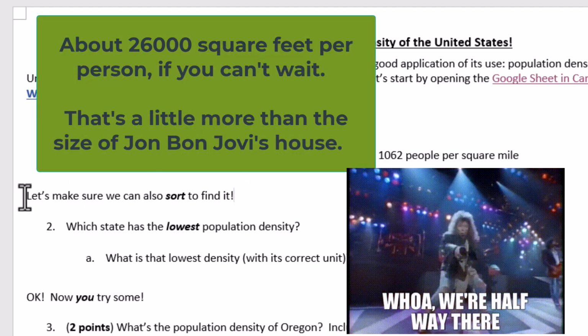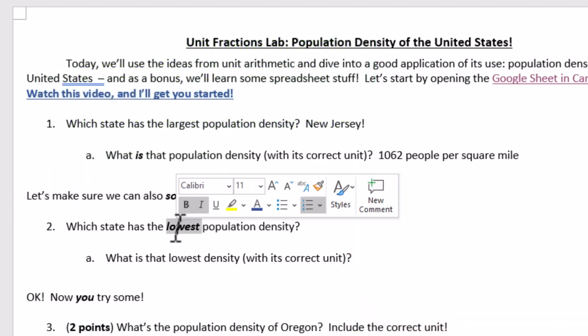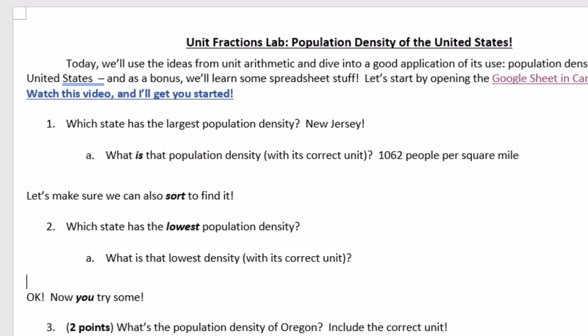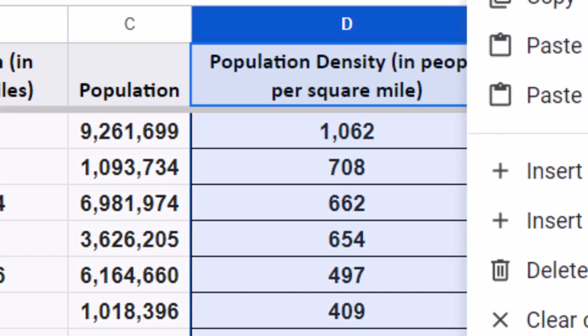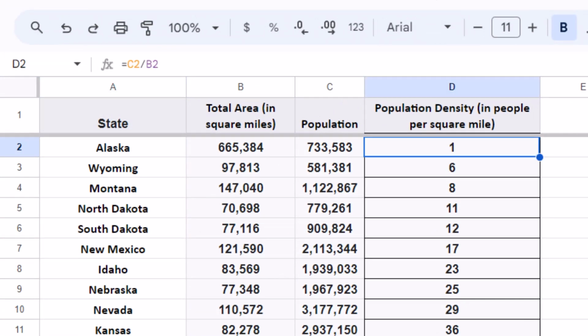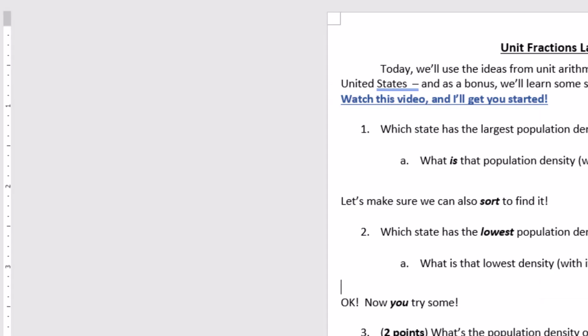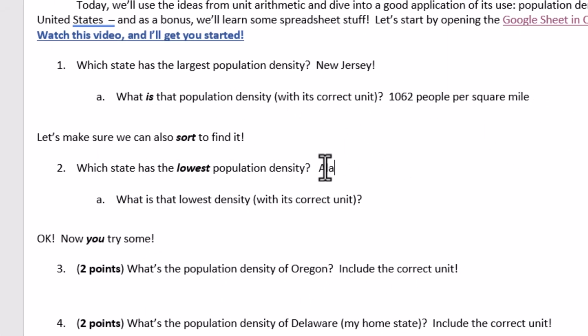I just said let's make sure we can also sort to find it. Well, we just did, didn't we? And now we're going to go to the lowest population density, which means we're going to resort there too. So I'm going to sort the other way now. And Alaska, with 1 person per square mile, is the least. All right, here we go. Alaska, about 3,000 miles away. Oh, actually more than 3,000 miles away from New Jersey. 1 person per square mile.